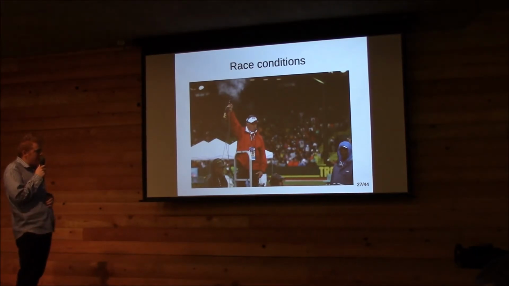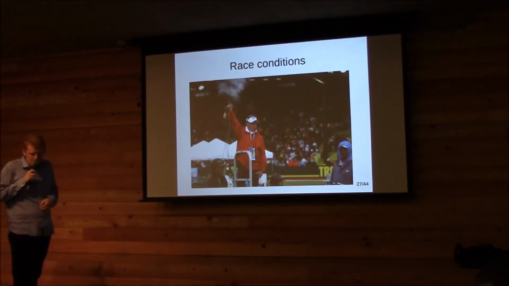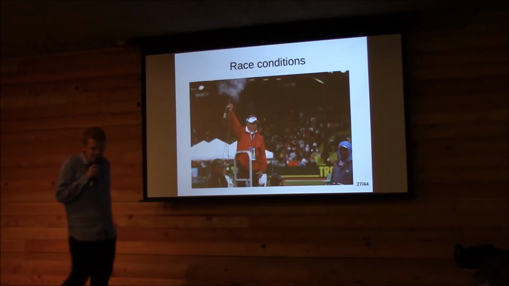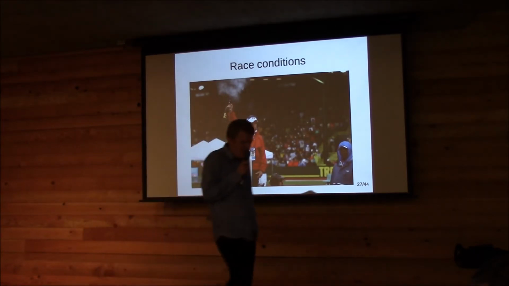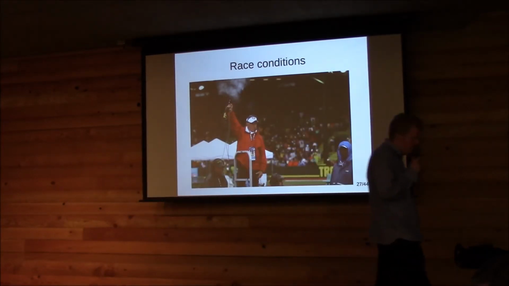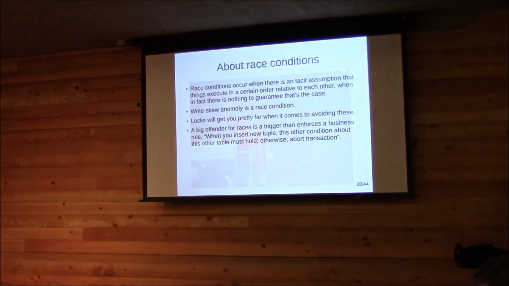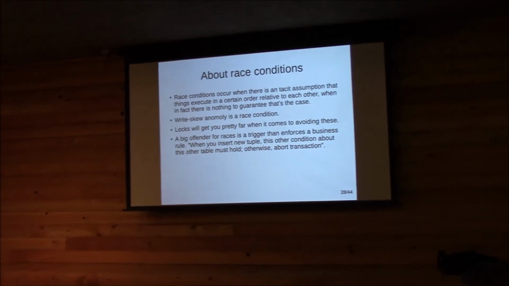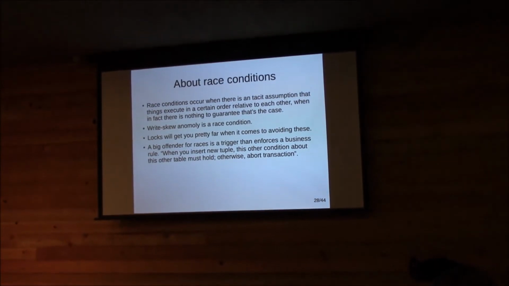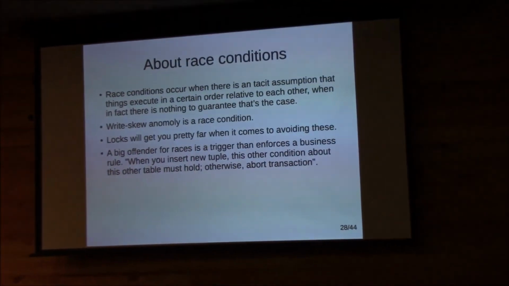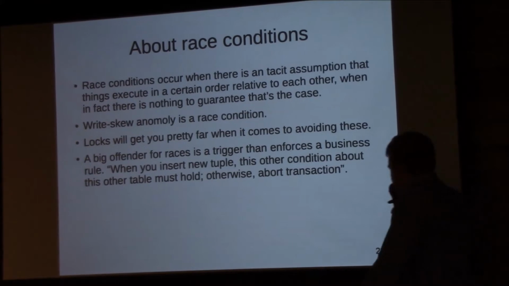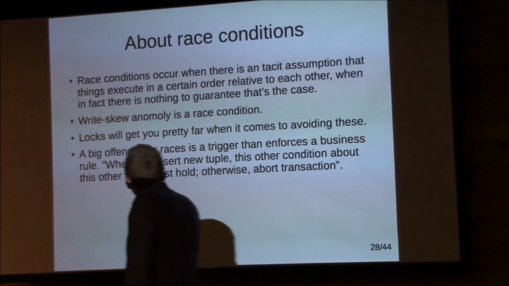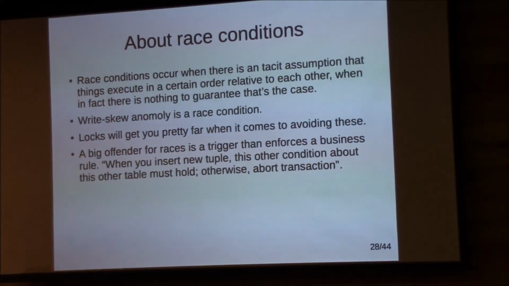Race conditions. I'm going to talk a bit about race conditions. I already have been, but I'm going to talk about one other type of race condition. These occur when there's a tacit assumption that things are happening in a certain order. The write skew anomaly is an example of one.